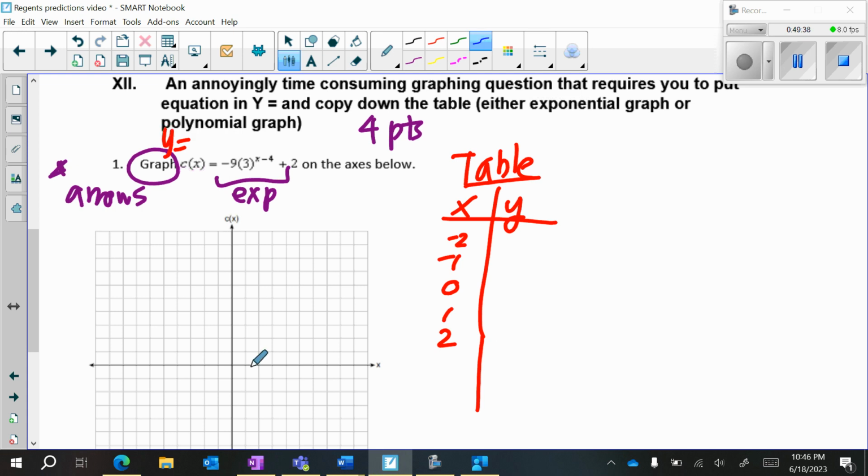Now, please note that when you do a graph, you need to show some kind of scale on the axis. So what are you counting by? Are you counting by ones? Are you counting by twos, fives, etc.? So make sure you put that scale in all the way around if you can.